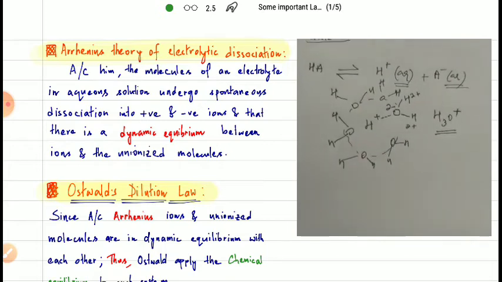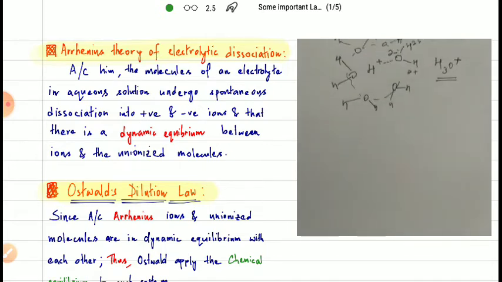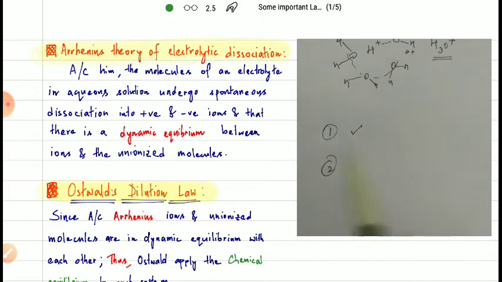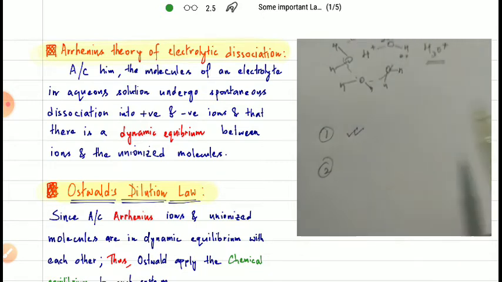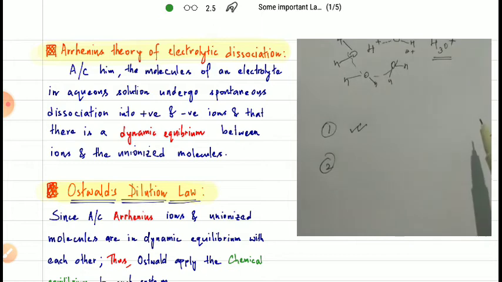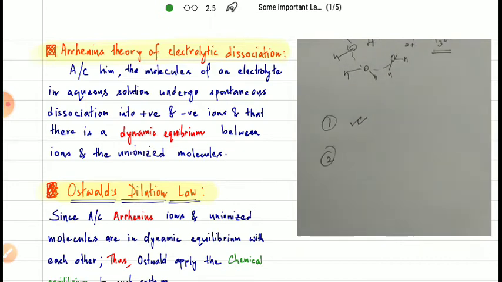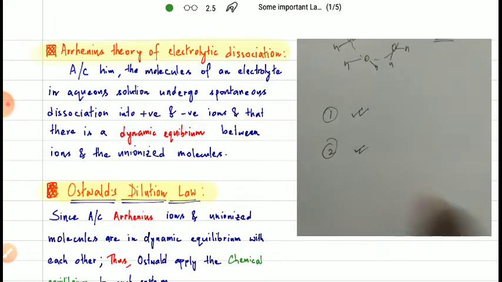So I hope you understand the Arrhenius theory. What we understand from Arrhenius theory mainly consists of two points. The first point says that the electrolytes will dissociate into their ions spontaneously in aqueous solutions. Spontaneously, so please remember that point. The second point is that there will be a dynamic equilibrium between the ions and the unionized molecules, and that equilibrium is known as dynamic equilibrium.